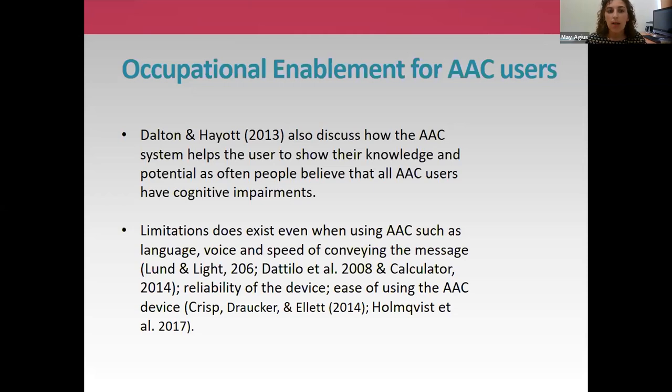There are limitations which exist when using AAC, such as the language. For example, in Malta, we are bilingual. English is an official language in Malta, but we also speak Maltese, and we don't yet have a proper robust AAC language in Maltese. Most of the time we record it, and obviously that doesn't give us a robust language in terms of grammar and morphology. Also, there might be issues with voice, speed of conveying the message, reliability of the device, or the ease of using the AAC system.